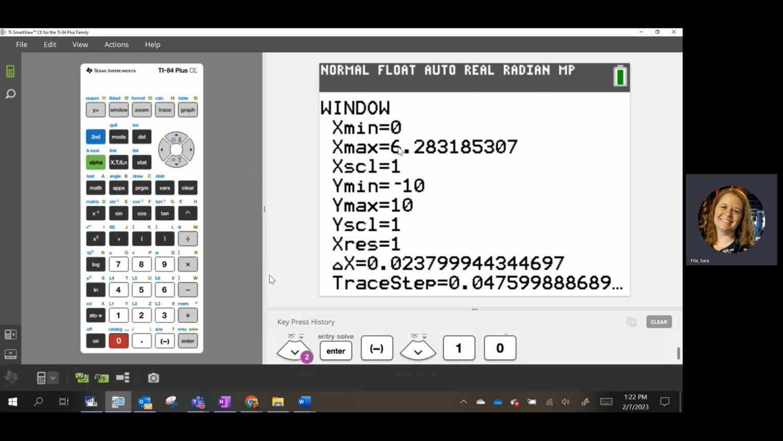I typed in 2 and then the pi symbol right here. I did second and then the caret key. And when I went off of it, it automatically changed it to a decimal.